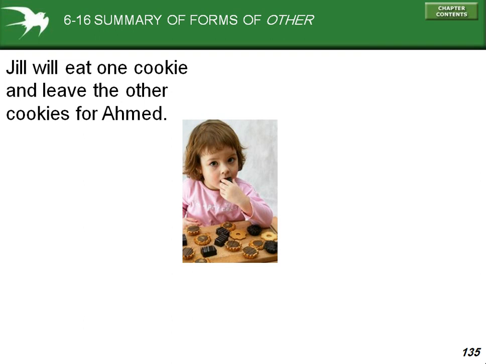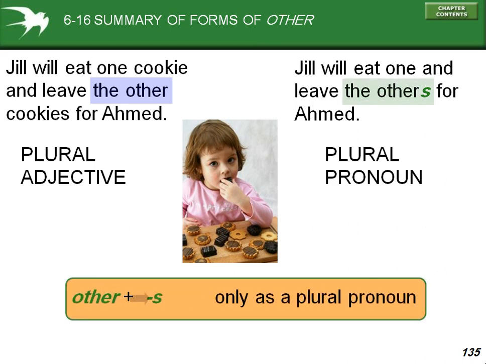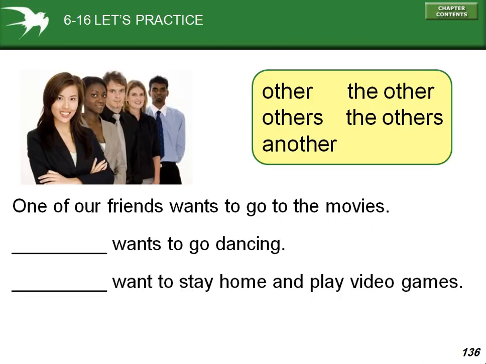Jill will eat one cookie and will leave the other cookies for Ahmed. So the other cookies is a plural adjective, functioning as an adjective. And Jill will eat one and leave the others for Ahmed. So you know very well that the others will be the plural form, and this is a pronoun. So other plus s is only a plural pronoun.